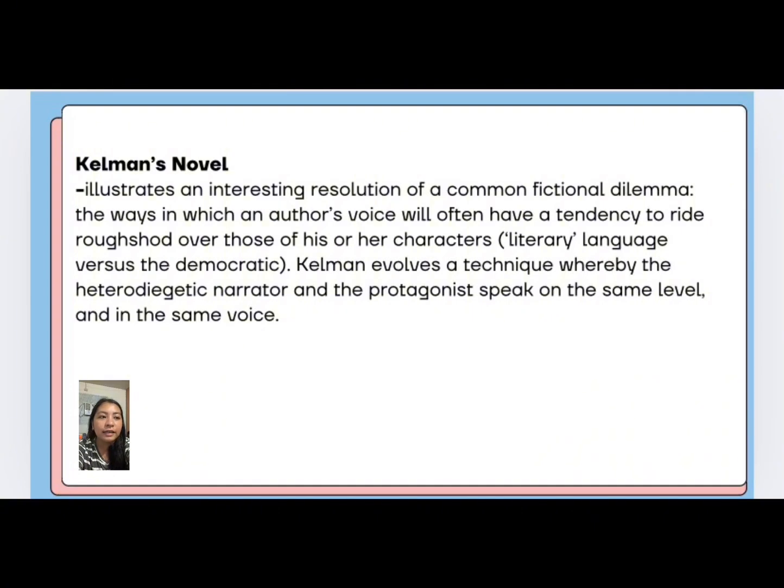This tension often leads to a situation where the author's voice, with its distinct narrative style, can dominate or overshadow the more authentic voices of the characters, a dilemma that many writers face when representing speech and thought in their work. So, Kelman's innovative solution to this dilemma involves a technique where the heterodiegetic narrator, the narrator who is outside of the story and does not participate in the action, and the protagonist speak with equal authority and often in the same voice.